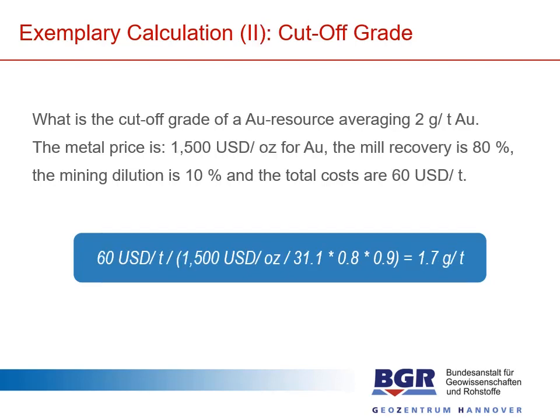Another example of how to calculate a cutoff grade is given in the second example with gold. In this case, you can use the gold price and you have to divide it by 31.1, so by 1 ounce. And mining costs of 60 US dollars and a gold price of $1,500 will lead to a cutoff grade of around 1.7. In the above mentioned equation for copper, you use the copper price in dollars per pound and have to multiply this by 22, because this is the conversion of pound to ton, because you do not want a pound at the end, but you want a percentage.